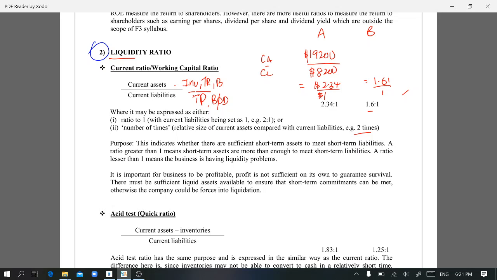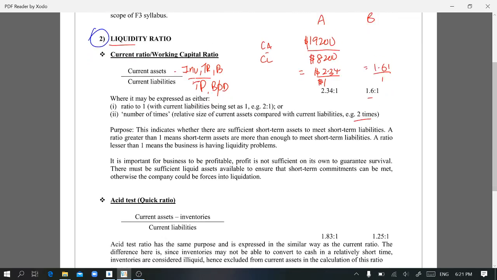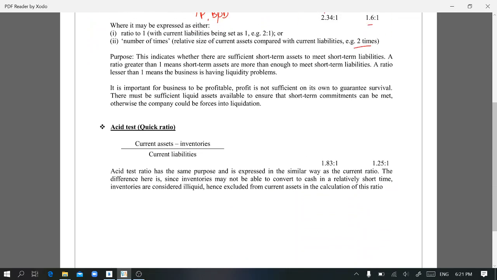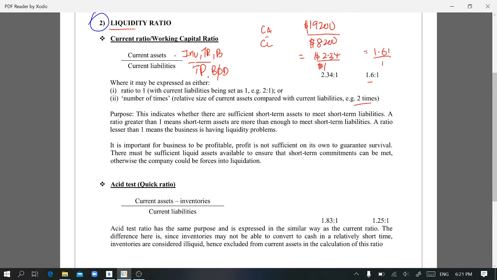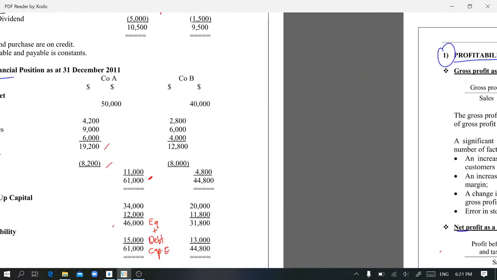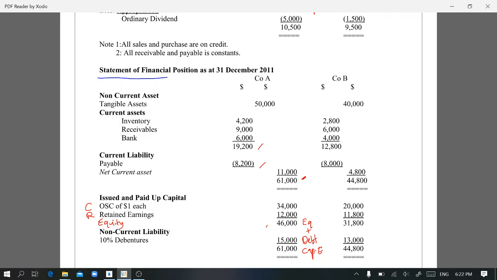Because if you have no money to pay, the supplier and the bank can sue you. Okay, they can force you to pay, especially the bank. That's why we want to know your liquidity. Are you able to service your liability? So current ratio done. Quick asset ratio is the same formula, but you take out the inventory. Okay, so 19,200, take out the inventory. Inventory is 4002.